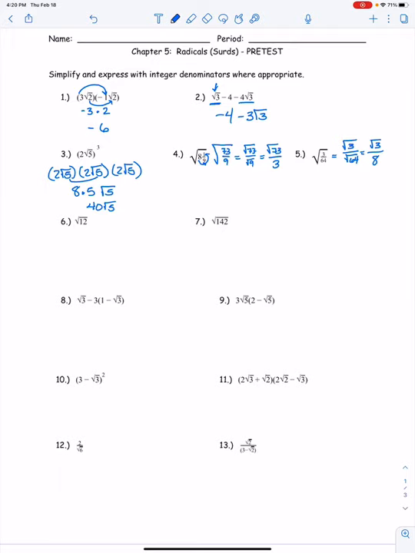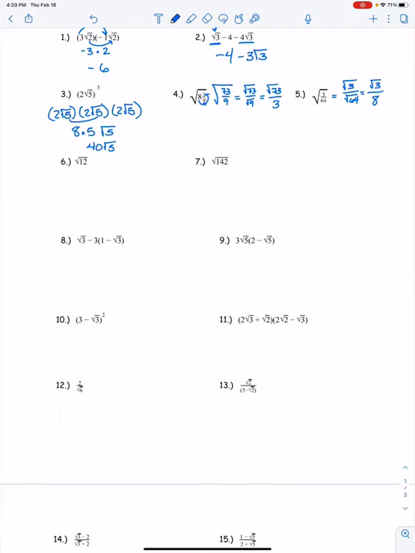Here we go, number 6. We're being asked to simplify the square root of 12. You can either do the prime factorization method or you can do the perfect square method. Let's do the real short method, which is the perfect square. That one says that I can rewrite this as the square root of 4 times the square root of 3. Well, the square root of 4 is 2, so I end up with 2 square root of 3.